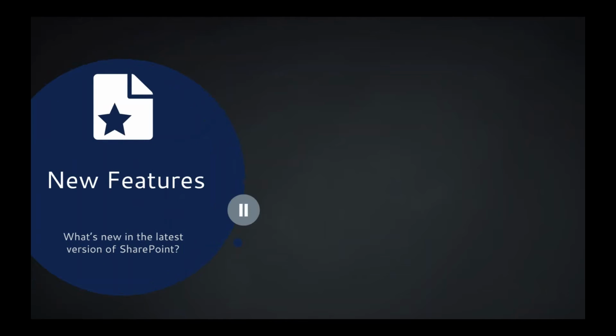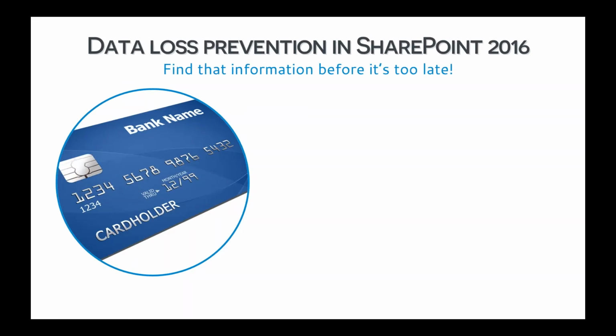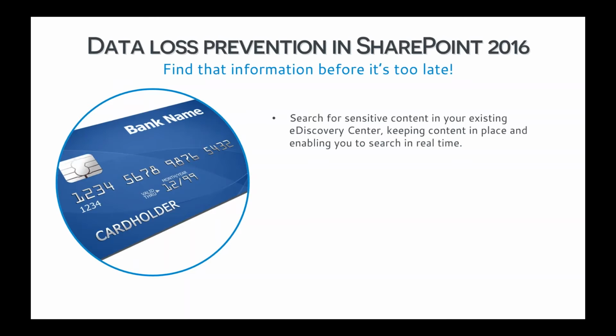Now let's talk about actually what are the cool features. First cool feature that I really love is data loss prevention. What is data loss prevention? Data loss prevention is basically finding sensitive information in your SharePoint before somebody can get access to it when they shouldn't. A lot of people seem to confuse DLP with DPM. DPM is another Microsoft product, which is Data Protection Manager, that is used for backups.